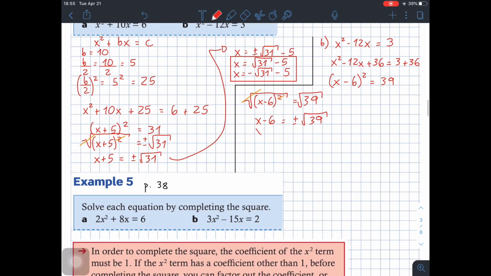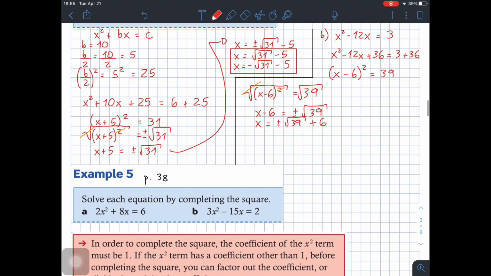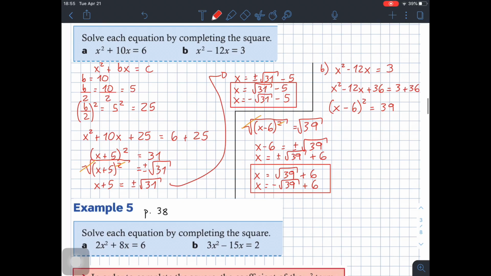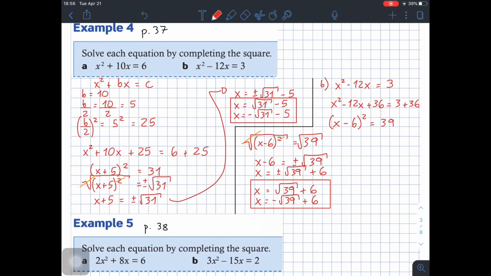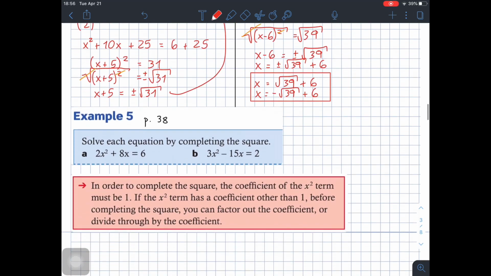So finally, x equals plus or minus the square root of 39 plus 6, if we take the 6 to the other side. So the two solutions are, the first one would be positive root 39 plus 6, and the other would be negative root 39 plus 6. These are the two solutions for this exercise by completing the square, okay? So I hope this is clear enough for you.